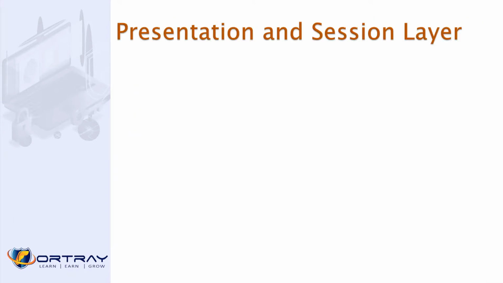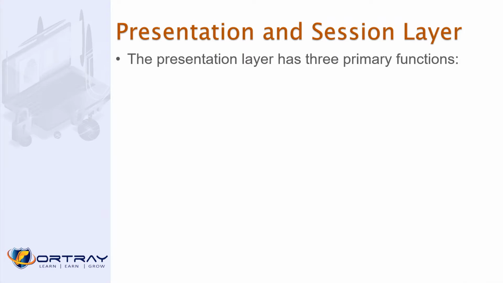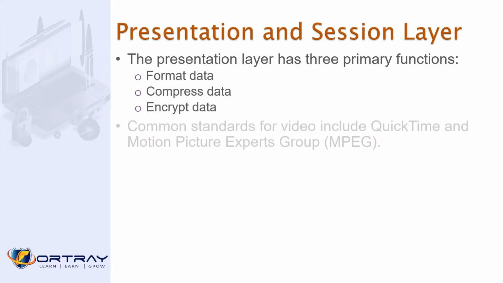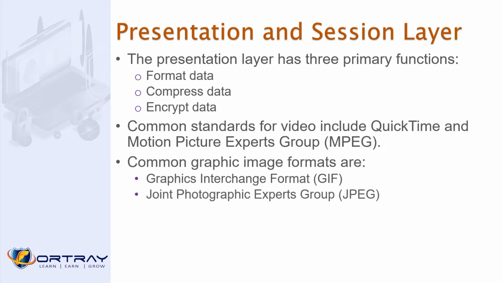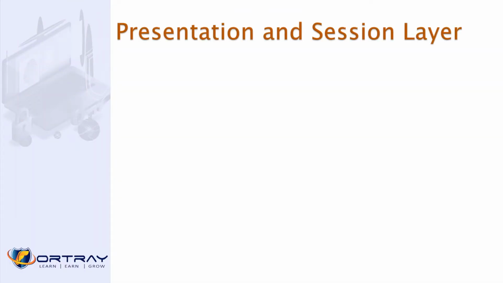Presentation and session layer. In the TCP model, we have the application, presentation, and session layers. The presentation layer has three primary functions: format the data, compress the data, and encrypt the data. Common standards for video, for example, MPEG, and common graphic images, for example, GIF, JPEG, PNG. These are the different file types. These belong to the presentation layer.